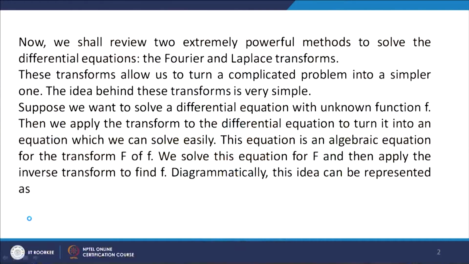Let us review two extremely powerful methods to solve differential equations. The methods are the Fourier transforms and Laplace transforms. These transforms allow us to turn a complicated problem into a simpler one. The idea behind these transforms is very simple.